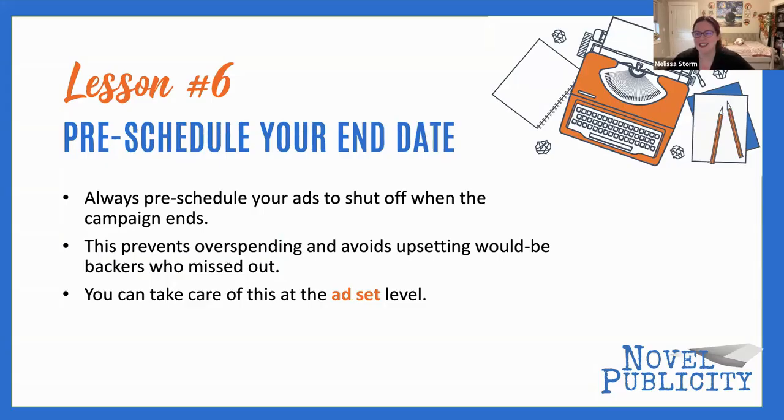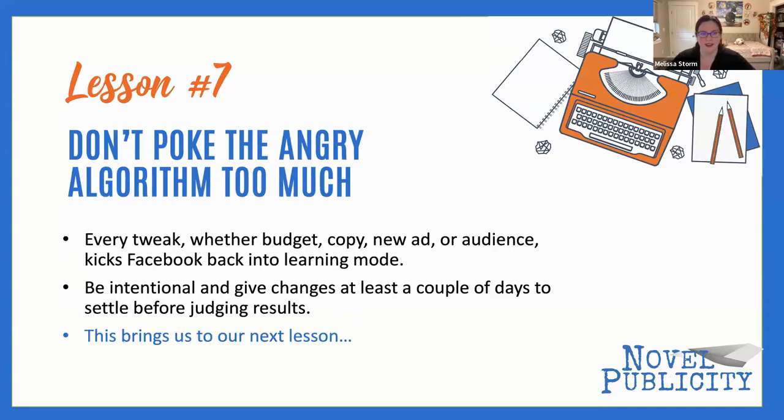Pre-schedule your end date. This is a very quick, easy thing, but a great way to lose money and piss people off is if you keep your ads running when your campaign is no longer live. So on the ad set level, you can click set an end date and then just set it to go off right before your campaign ends, so that you're not serving ads for no reason. Okay, don't poke the angry algorithm too much.